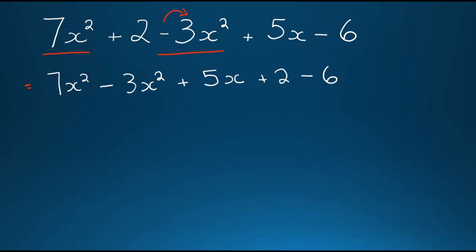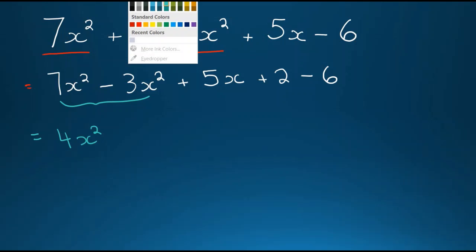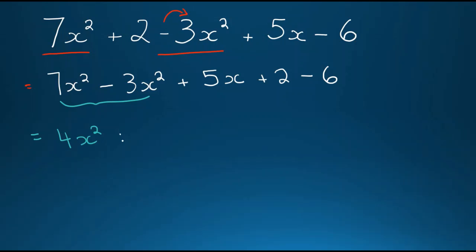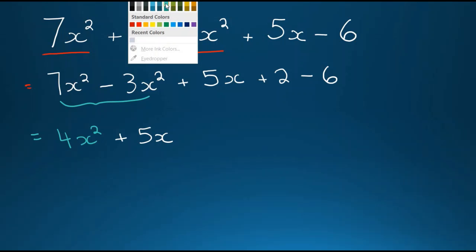So if I'm doing each section, then my 7x squared minus 3x squared becomes 7 minus 3, 4x squared. So think of it, I've got 7 lots of x squared. I'm taking away 3 lots of x squared, so I'm left with 4x squared. My 5x remains as it is, so 4x squared plus 5x. And then I've got plus 2 minus 6.